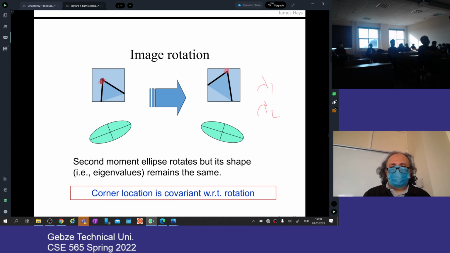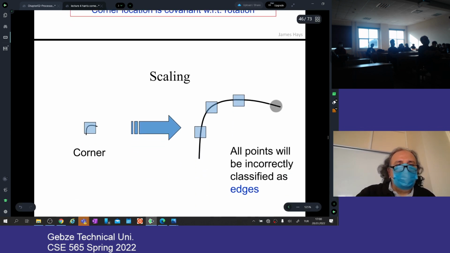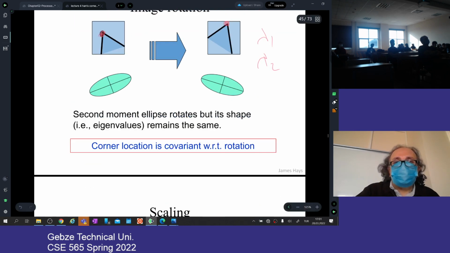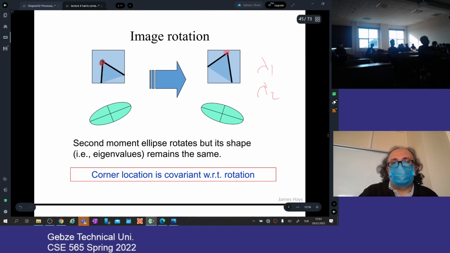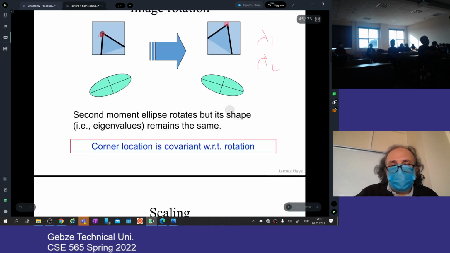So the corner location will change. Cornerness will not change. I can detect the corners, but the corner location will change. Also, the corner angle will change. How about the scaling? That's the bad part, maybe. By rotating the image, I can still detect the corners. Their features will be changing, but maybe I can do some workaround about it. But how about the scale?